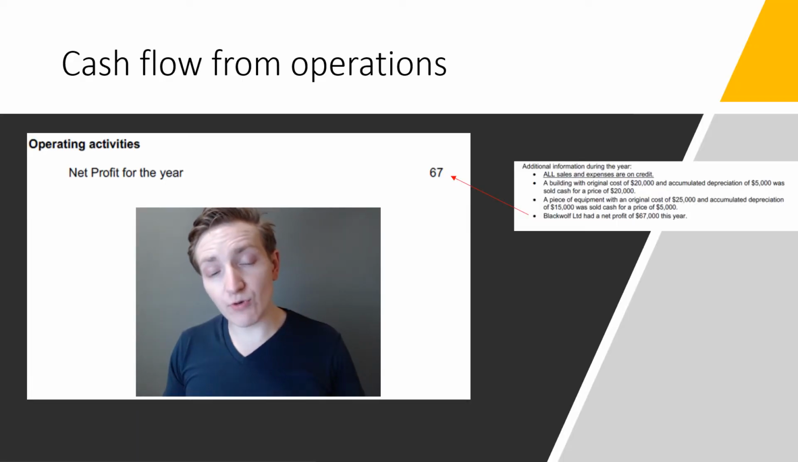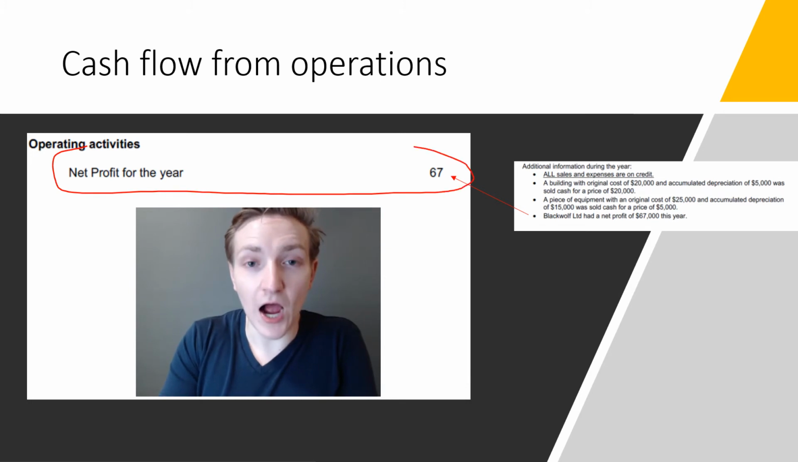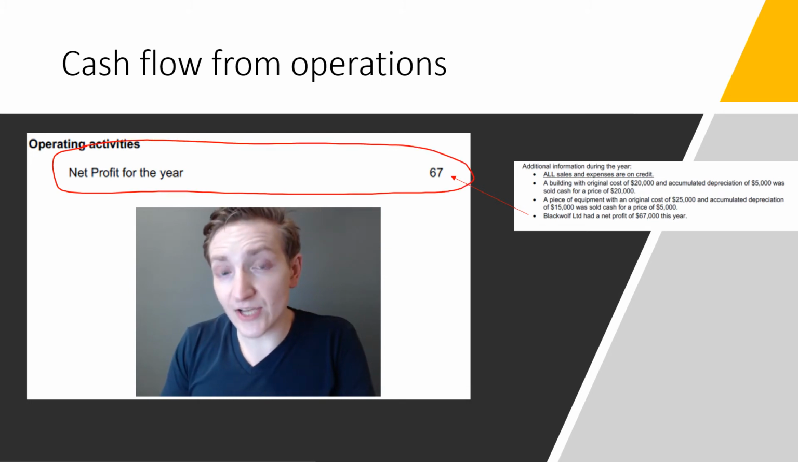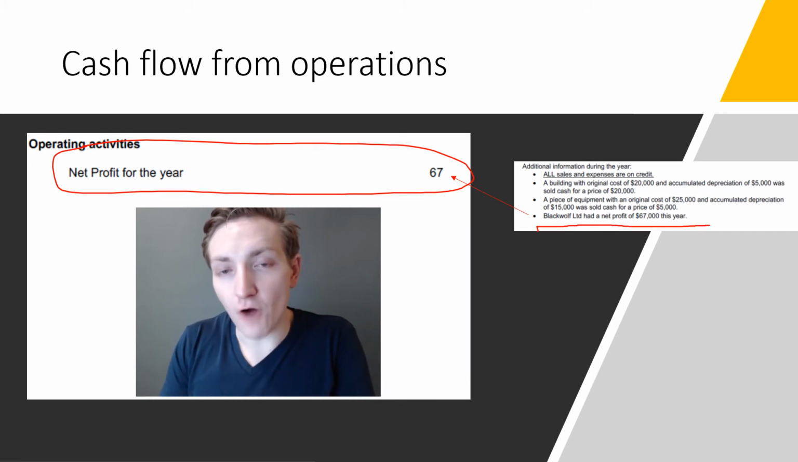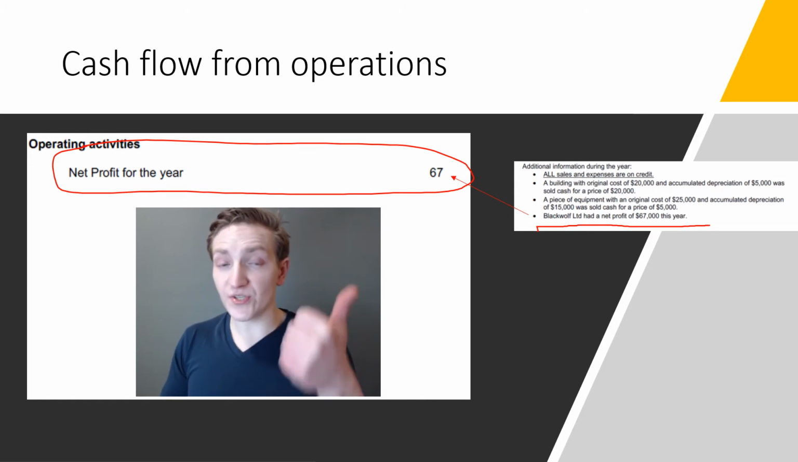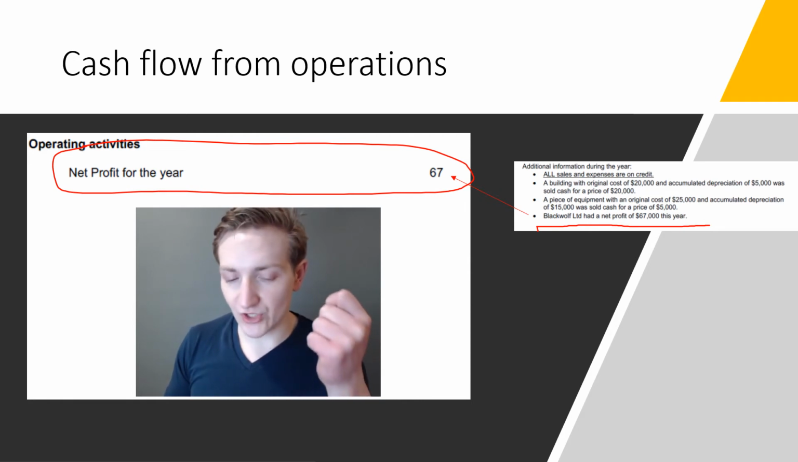So the first thing we need to do here is put in our net profit for the year after tax. Now in this case, you're told this in the notes to the financial statements. You were told that the firm had a net profit of $67,000 for the year. So we can just read that off and put that at the very beginning. Now, much like before, we need to deal with permanent differences and we need to deal with timing differences. So we're going to need to put both of these into our cash flow statement here.